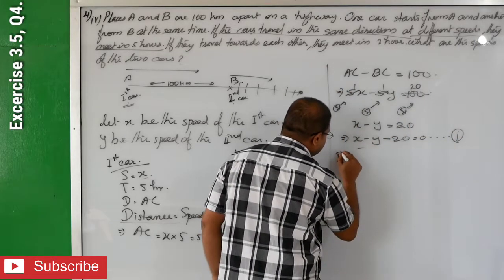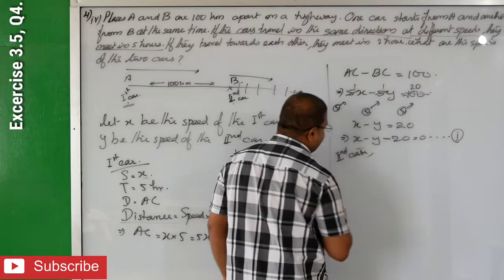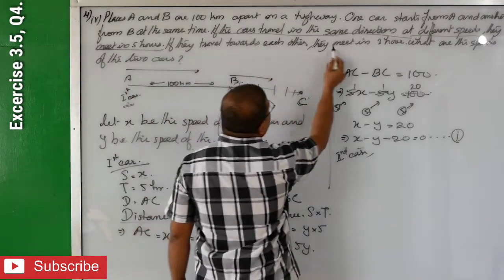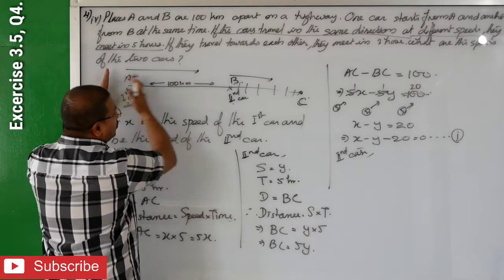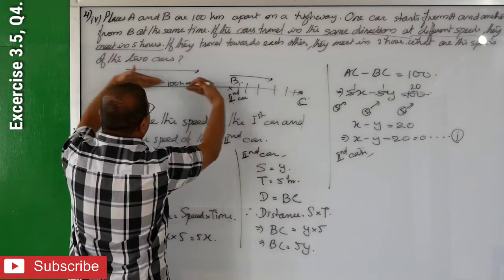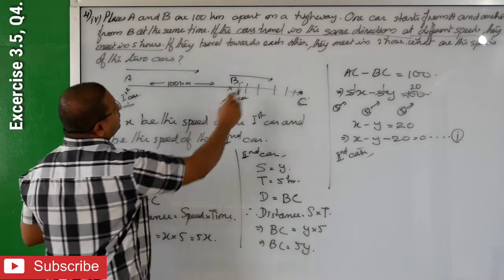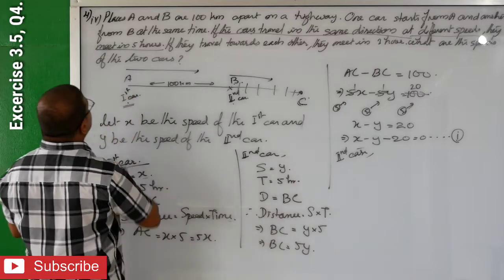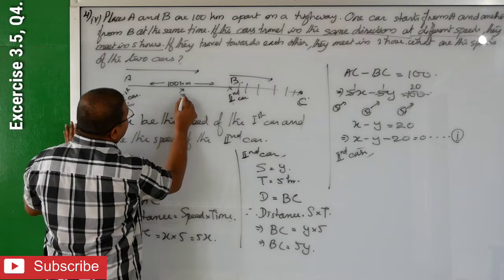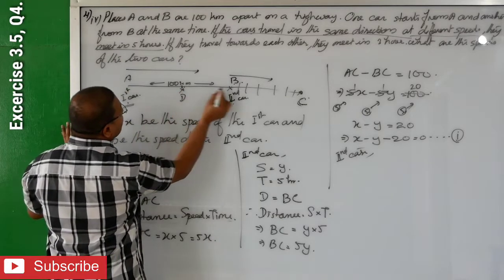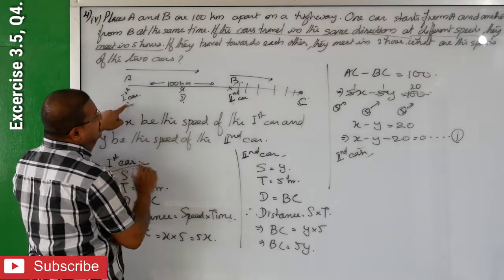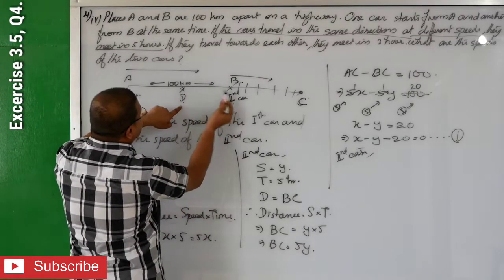Now second case. Check it. Second case means, if they travel towards each other, that means from A it will go to the right side and from B it will come to the left side. Ready? The two cars will come to this side. That means they meet in 1 hour. What are the speeds of each car? I am taking the place where both cars meet as D. That means we get AD and BD. The first car will travel AD distance and the second car will travel BD distance.